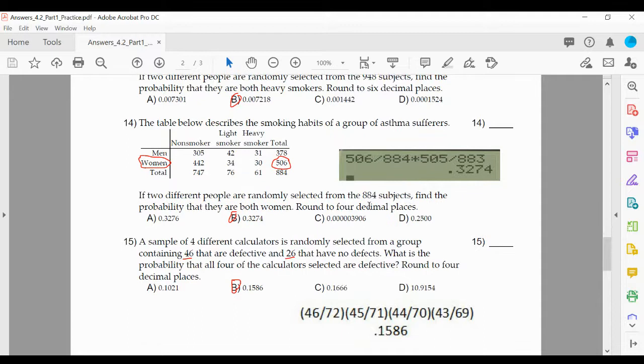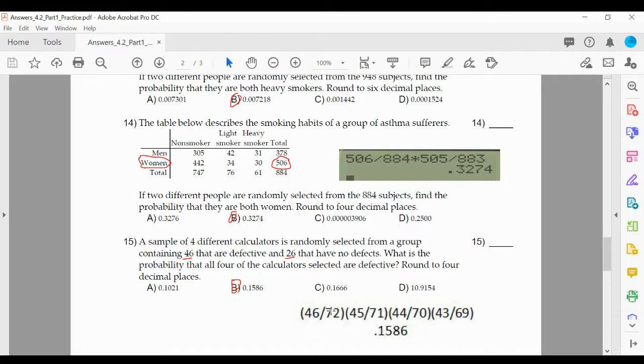All right, let's see, that's 14. And a sample of 4 different calculators randomly selected from a group containing 46 that are defective, 26 that had no defects. Well, the missing part here is you need the total. It's favorable over total. Take 46 and 26, you get 72 total calculators. We want the probability that we pick 4 of them, they all are defective. Well, he tells me that 46 are defective first time out. So it's 46 over a total of 72. And the next one is defective. Multiply, it's 45 out of 71, and then 44 out of 70, then finally 43 out of 69. If you did it again, it'd be 42 over 68 and so forth.